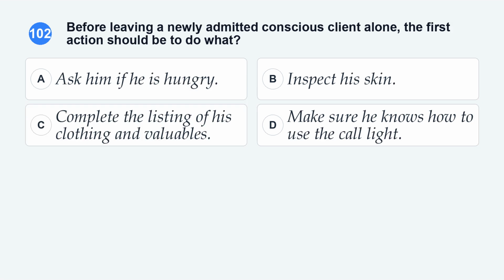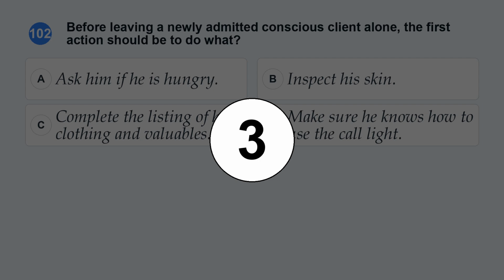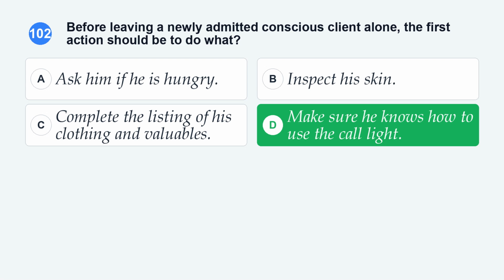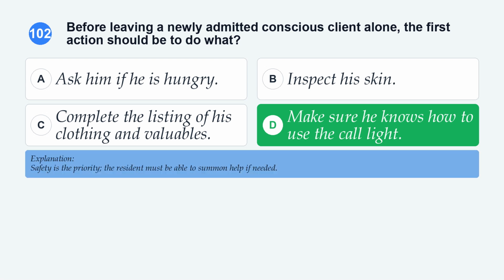Question 102. Before leaving a newly admitted conscious client alone, the first action should be to do what? Option A, ask him if he's hungry. Option B, inspect his skin. Option C, complete the listing of his clothing and valuables. Option D, make sure he knows how to use the call light. The correct answer is option D. Make sure he knows how to use the call light. Explanation. Safety is the priority. The resident must be able to summon help if needed.